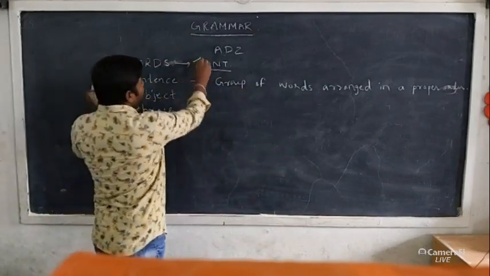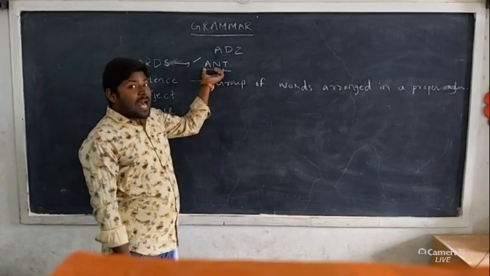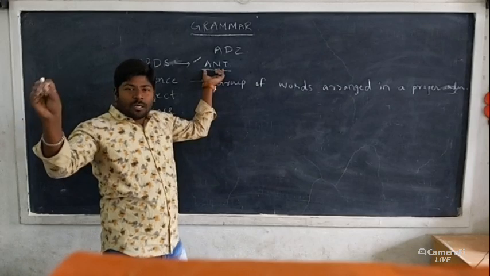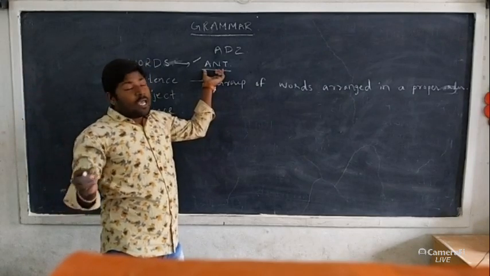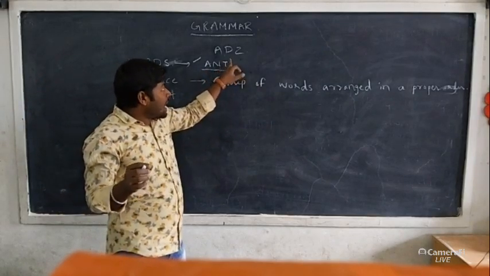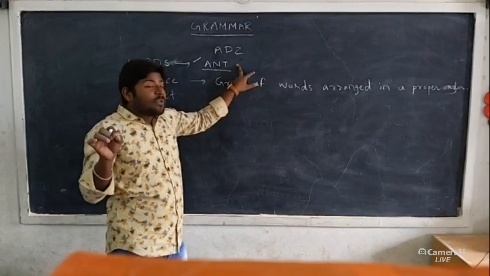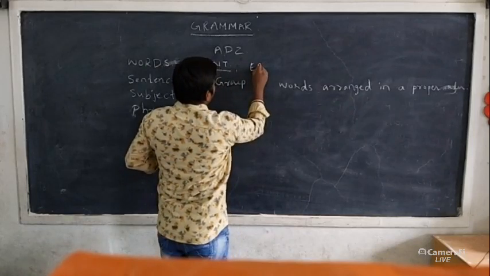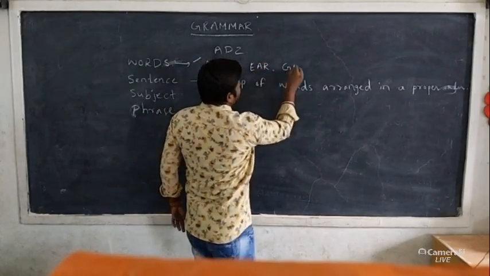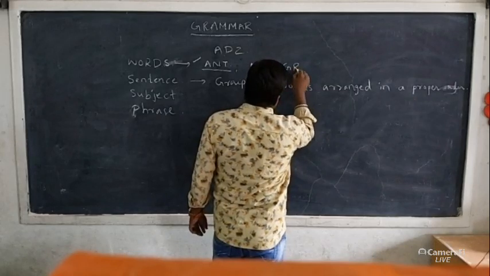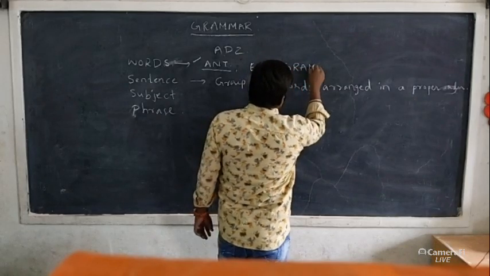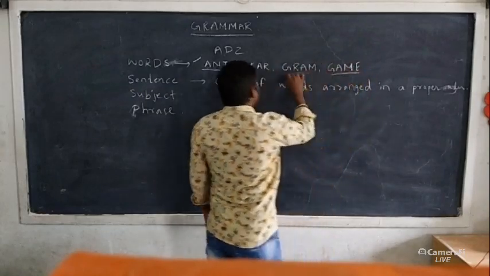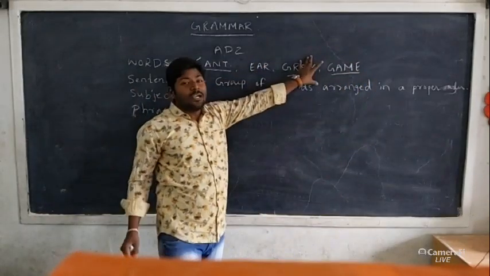So word is nothing but a group of letters arranged in a meaningful order. If there is no meaning to that word, that is not called a word. A group of letters arranged in a meaningful order is called, for suppose, so these are called different words. Why? Because these are meaningful words.